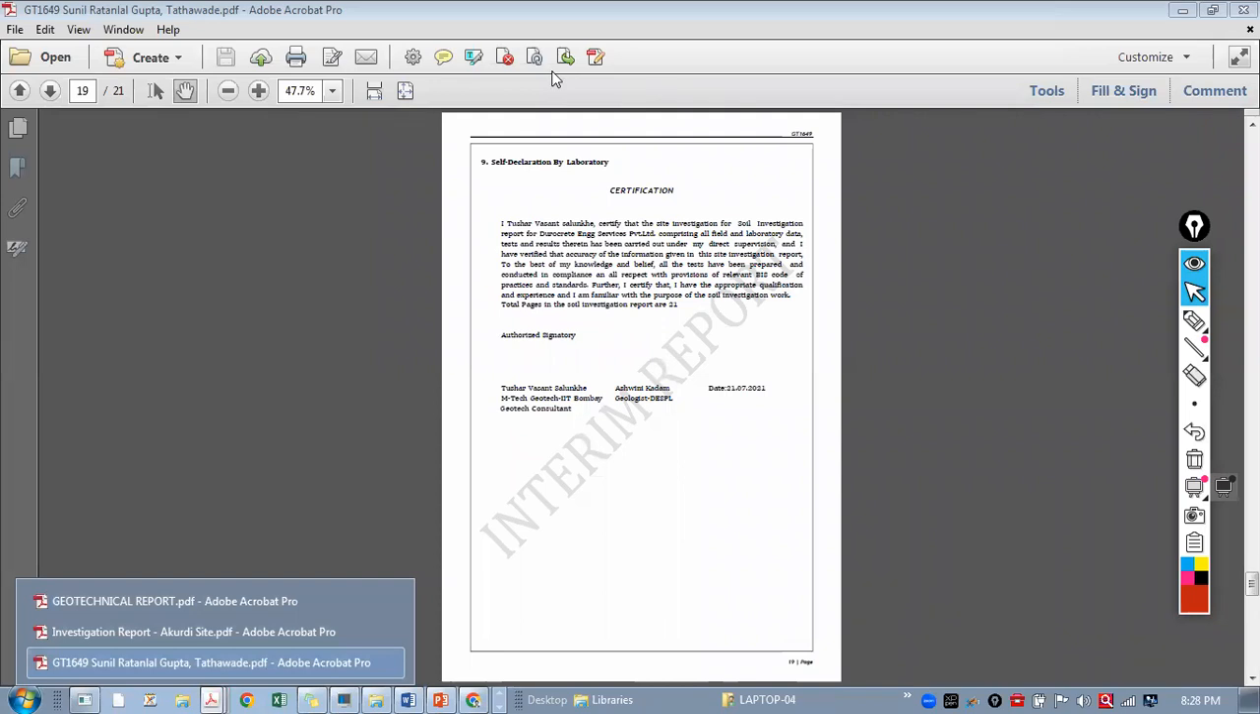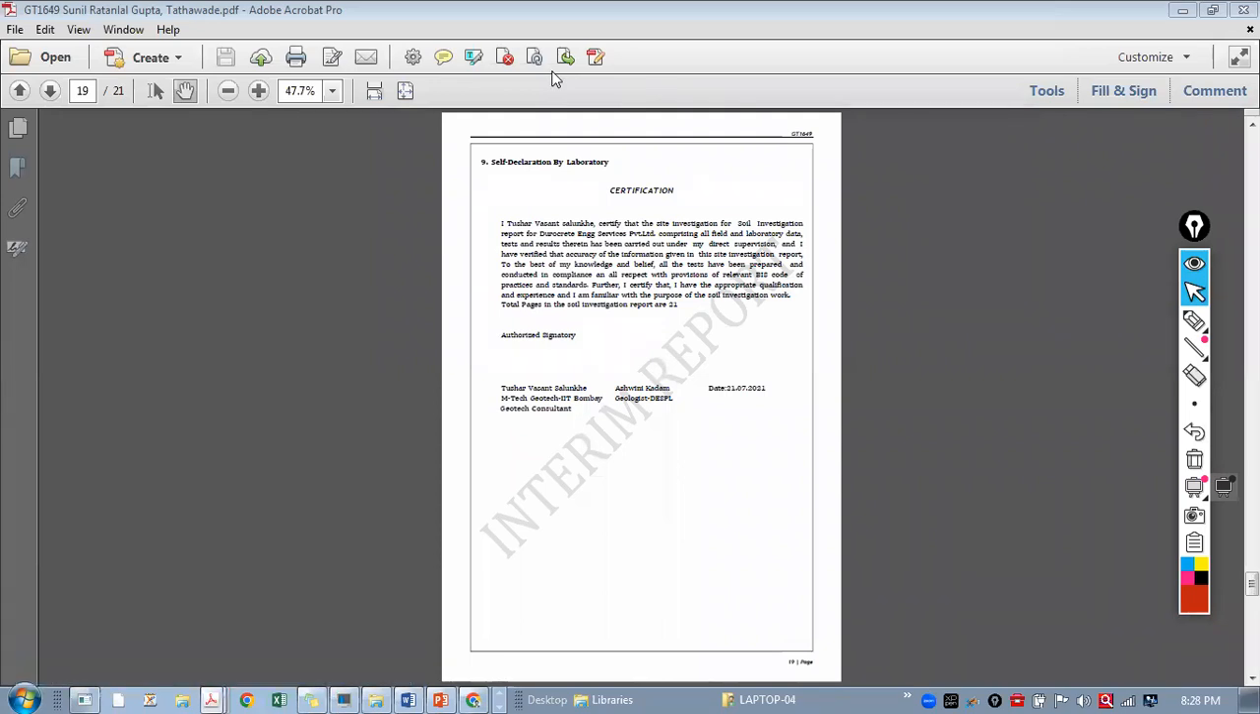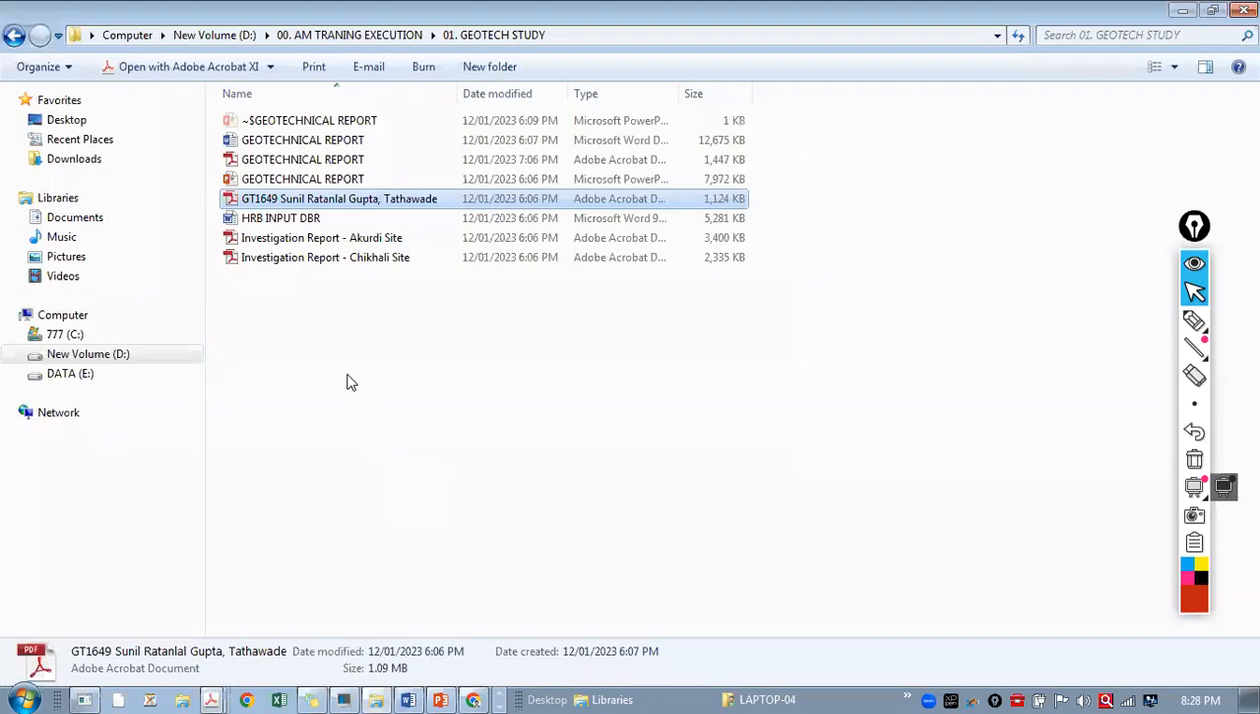So any other questions, please? Sir, how to decide number of boreholes and depth of exploration? We don't decide that actually. It is a geotechnical part actually. So we don't decide that. Does it depend on height of building or?